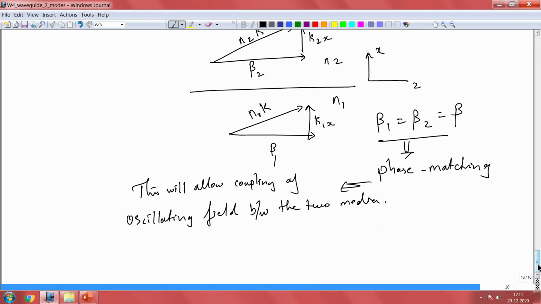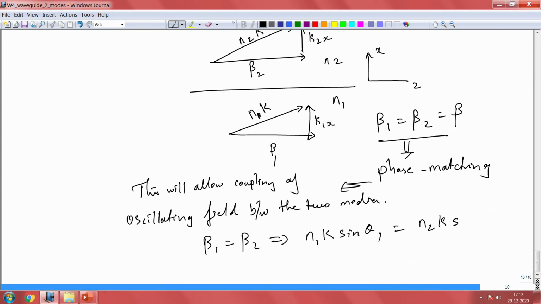So, quickly looking at this beta 1 and beta 2, let us equate this, right. So, what is beta 1? Beta 1 should be equal to beta 2, this is what we said, right. So, what is beta 1? Beta 1 is nothing but n1 k sin theta 1, right. So, n1 k sin theta 1 is our beta 1, right. What is beta 2?